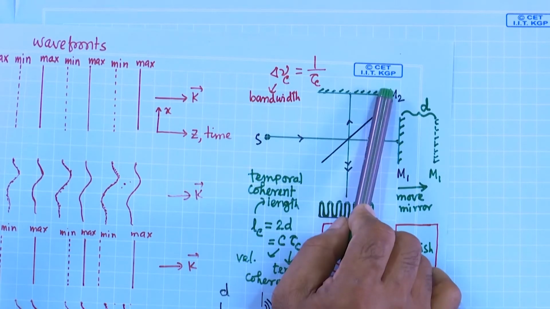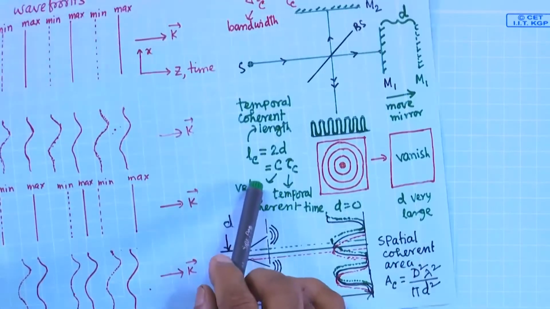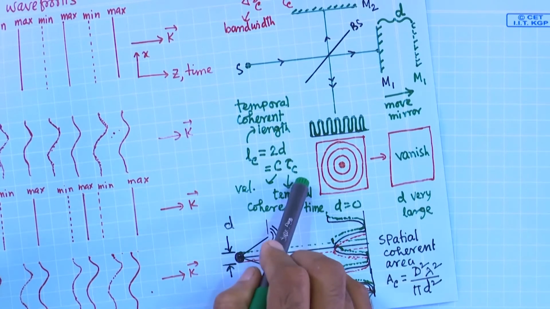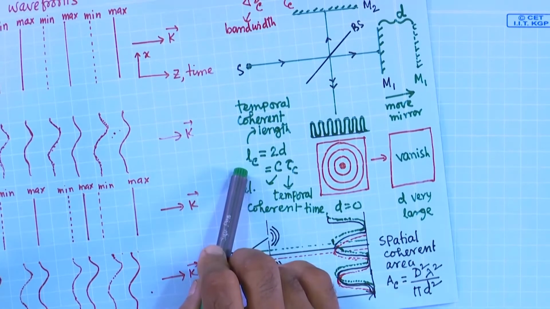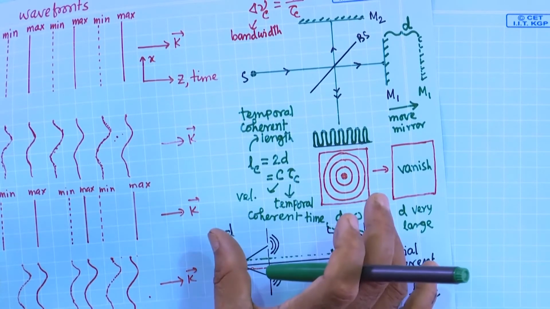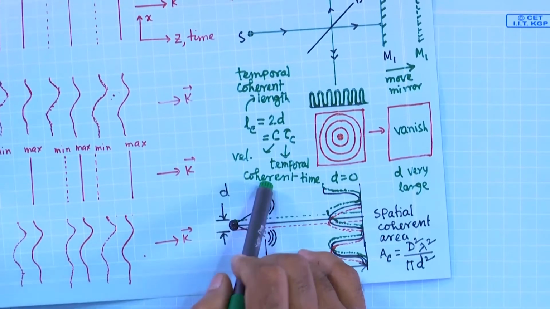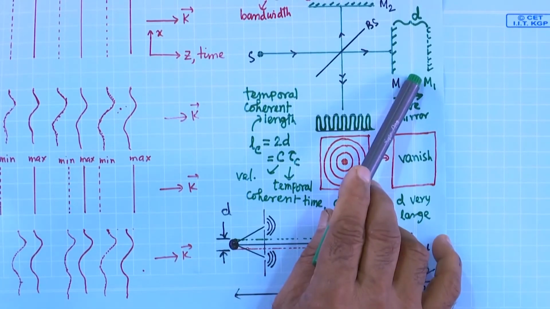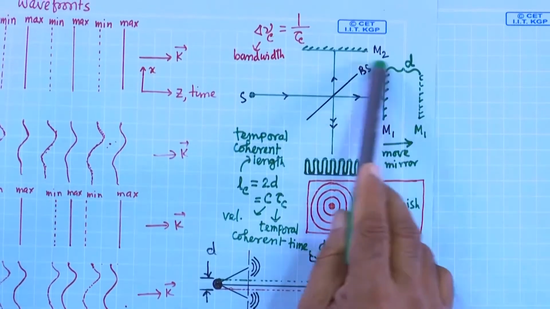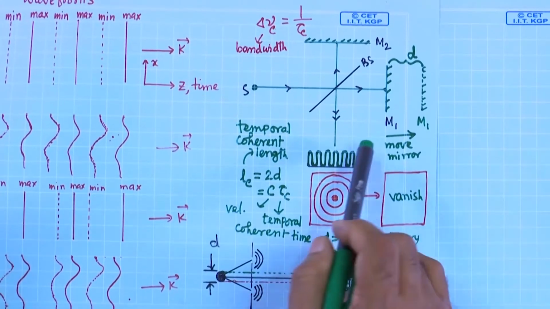And over the length with velocity c, if it moves, the length L_c is equal to c times tau_c, the coherent time. So this is called the coherent length. Over this length it is temporally coherent along the direction of propagation. Here the path difference between two light beams which will interfere is changed. This is basically the Michelson interferometer geometry. I will discuss more about this.